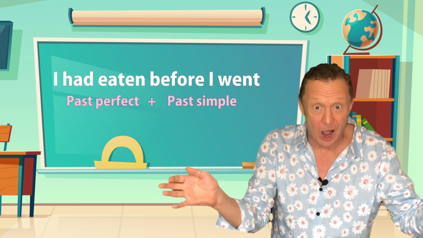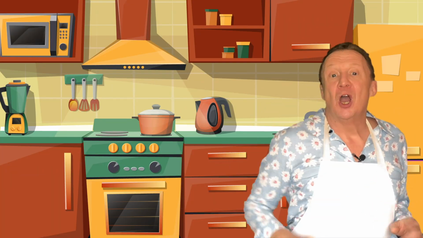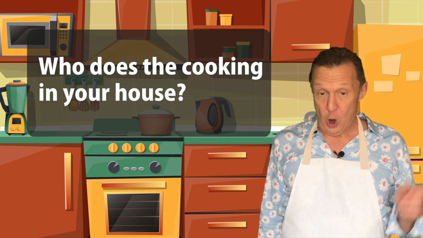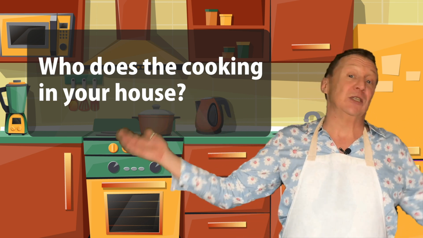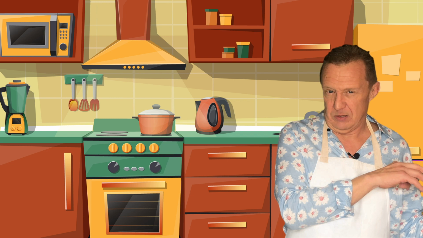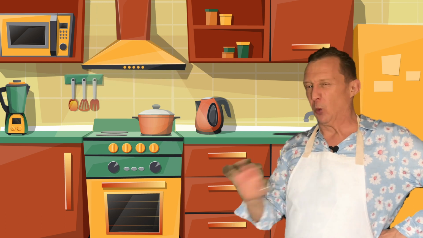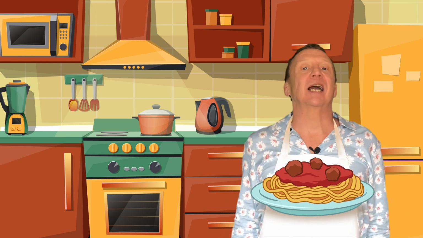Now I'll show you how we can use the past perfect. Are you ready? Okay. Now here's the question. Who does the cooking in your house? Is it your mum? Is it you? Is it your wife? Is it your girlfriend? That's a bit sexist. Why can't men do the cooking? So, I'm going to be the cook today. I'm going to cook my wife a meal because my wife works very hard and she wants a nice hot meal when she gets home.